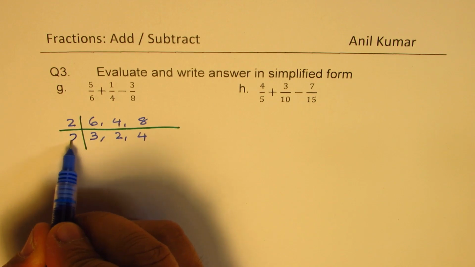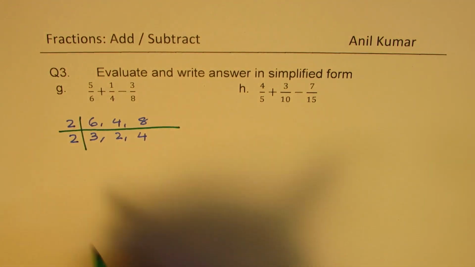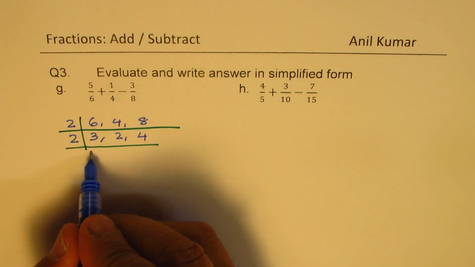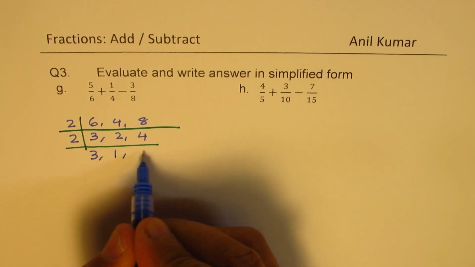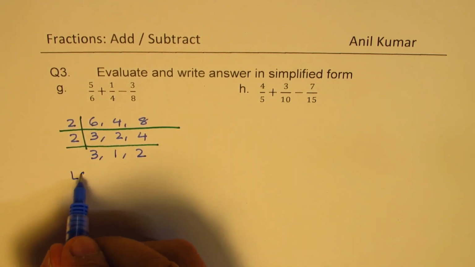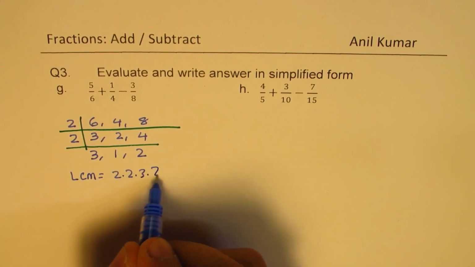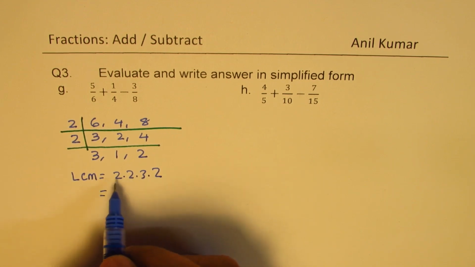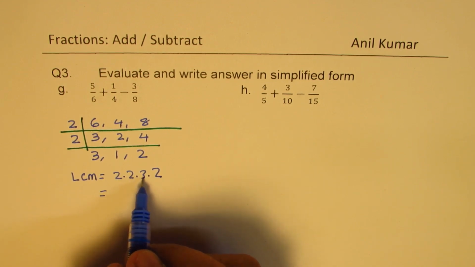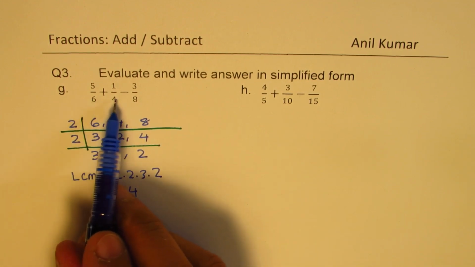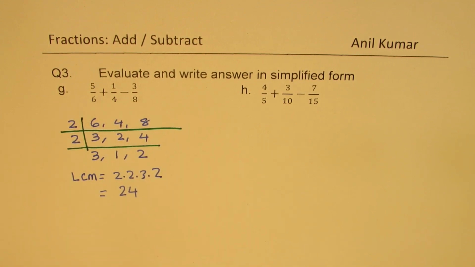Between 2 and 4 again, 2 is a common factor. So we'll further divide by 2. So 3 cannot be divided, write it as such, 2 times 1 and 2 times 2. The LCM in this case will be 2 times 2 times 3 times 2. So what we get here is 2 times 2, 4, 4 times 3 is 12, twice 12 is 24. So we need to write each with denominator of 24. Clear?